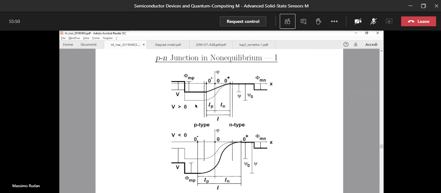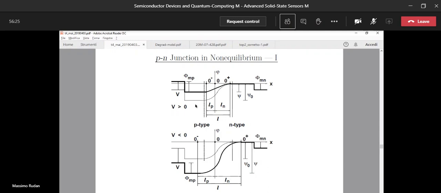It follows that we shall have an injection of holes from left to right, from the place where there are many to the place where there are not so many. So we shall have a current produced by a flux of holes from left to right, and at the same time, and still due to diffusion, we shall have a flux of electrons from right to left, because electrons are many on the right and fewer on the left.